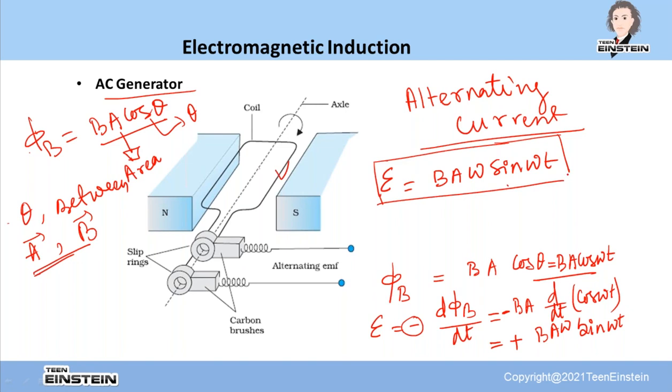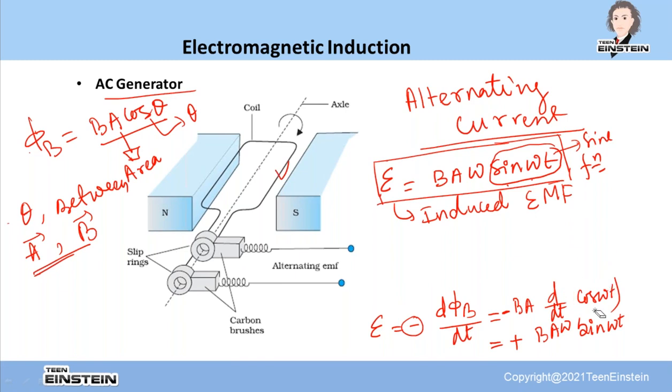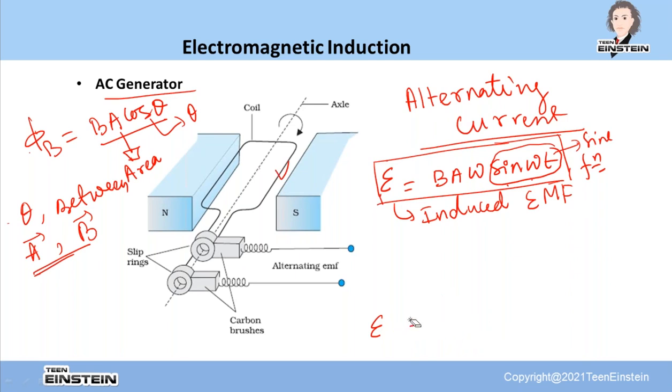So what you see is the induced EMF, and you can see that the induced EMF is changing with time, and it is proportional to the sine function. This is a sinusoidal wave. That means the induced EMF you get just by rotating this rectangular coil in a magnetic field with a certain constant angular velocity omega is B A omega sine of omega t.